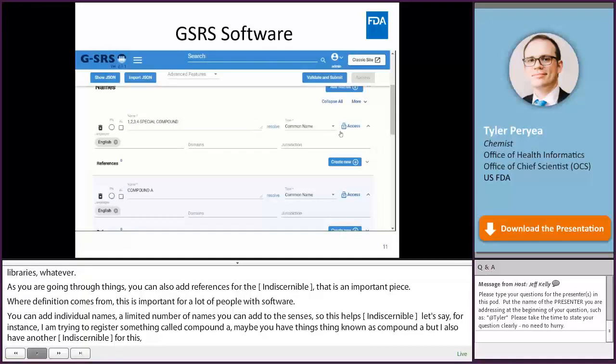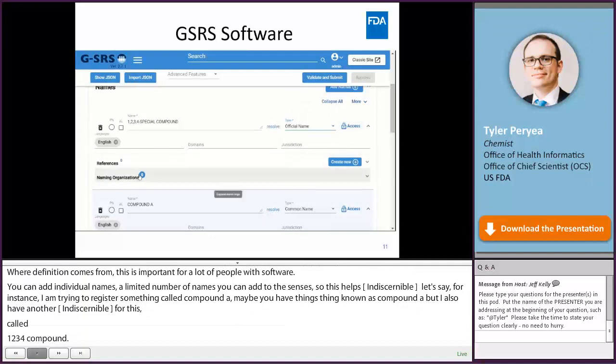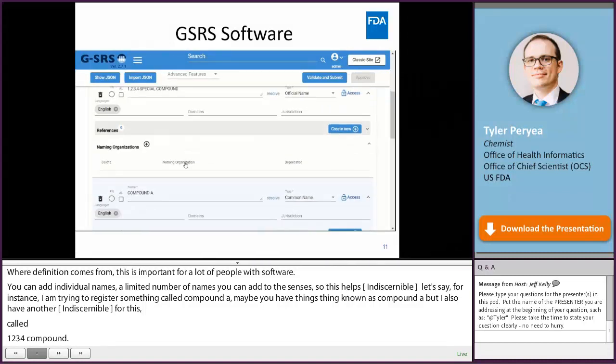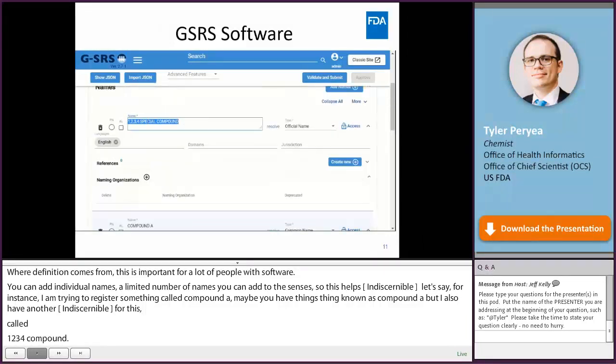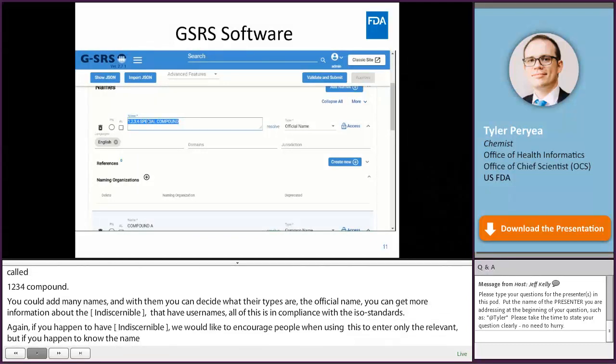You can add many names, and then with them you can decide what their types are. If they're an official name, you can add more information about the official naming organizations that use these names. All of this is in compliance with the ISO standard. Now, we encourage people when they're using the system to enter all names that are relevant. But if you happen to know a name that is resolvable, that carries meaning, you can actually use a tool to help fill in some of the other information.